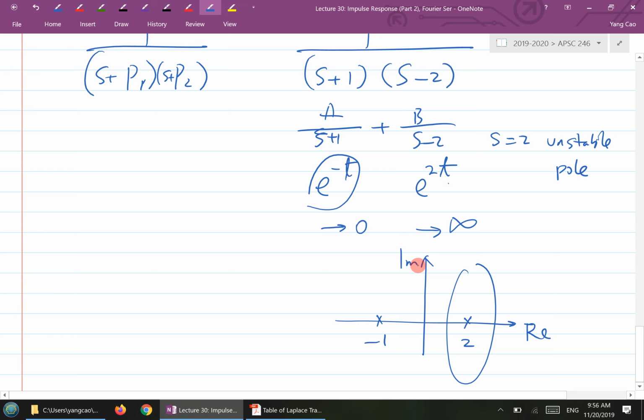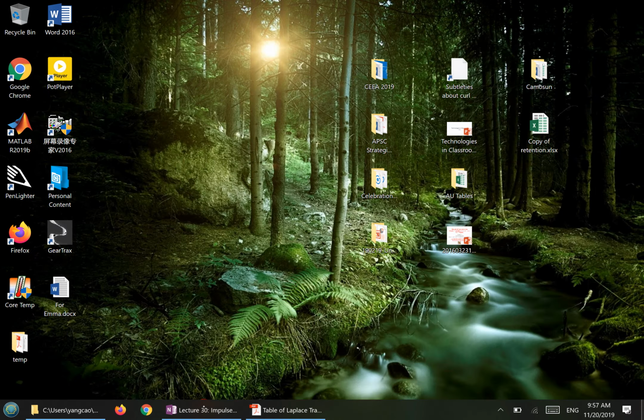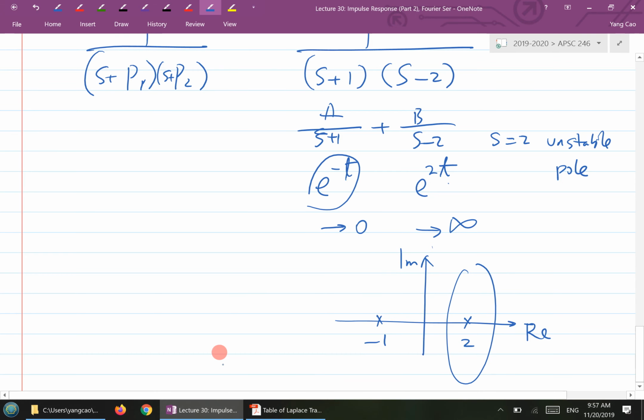This is the real part, this is the imaginary part. Essentially, there's a conclusion you will learn later, you can study more. When you have a pole on the right side of the S-plane, basically on the right side of the imaginary axis, you're going to have an unstable system. If all of the poles are on the left side, then you actually will have a stable system. So that's the nature of a characteristic equation.